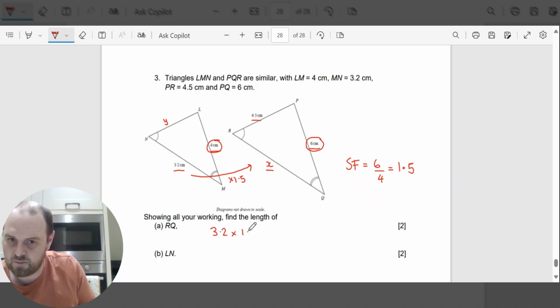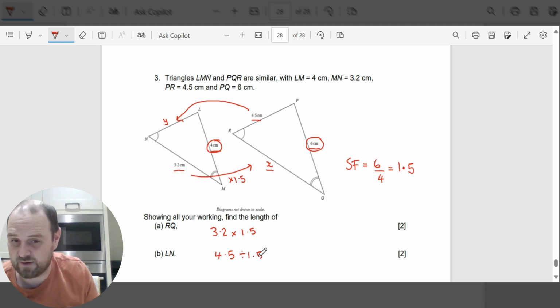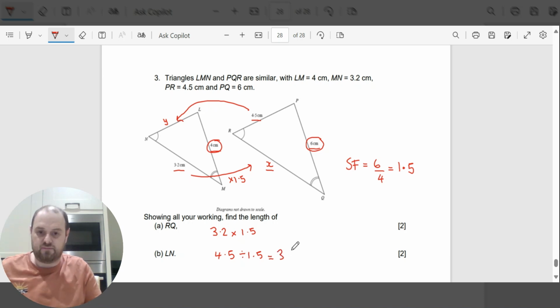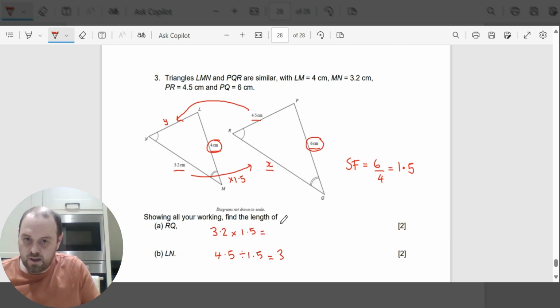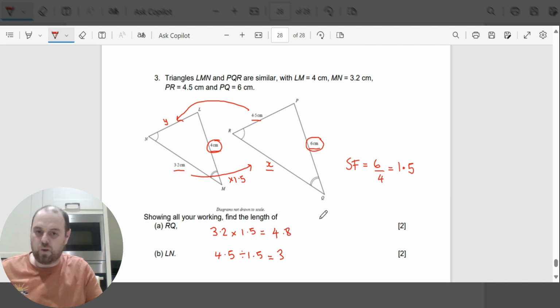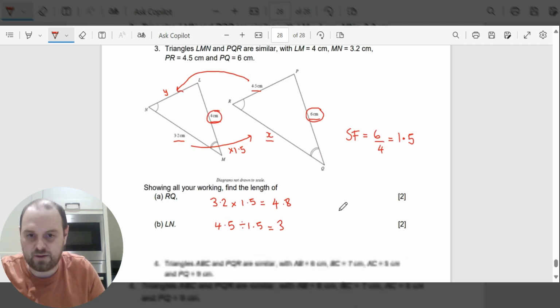3.2 times 1.5. However, to get Y, which is on the smaller shape, I need to divide by 1.5. Now you could do these without calculators, actually, because how many 1.5s go into 4.5? Literally like a times table: 1.5, 3, 4.5, so it's 3 times. To times something by 1.5, you take 1.5 of those, so 3.2, and then half of that is 1.6. Add them together, you get 4.8, but I would imagine you'd get a calculator.